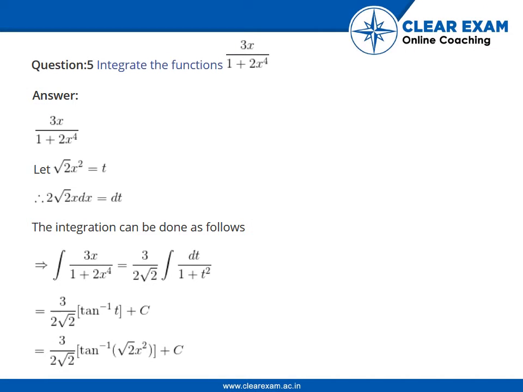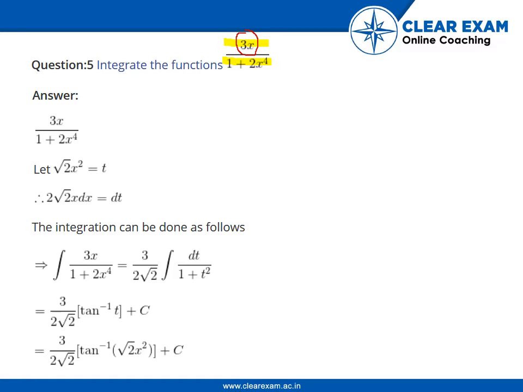Hello guys, today we are here to solve a question from the chapter integral functions, and let us read the question. What do we have? We have to integrate a function that is 3x upon 1 plus 2x raised to the power 4. So I can see that this is a pretty easy question, as we just have to eliminate this 3x part or this x part somehow. So what can we do?